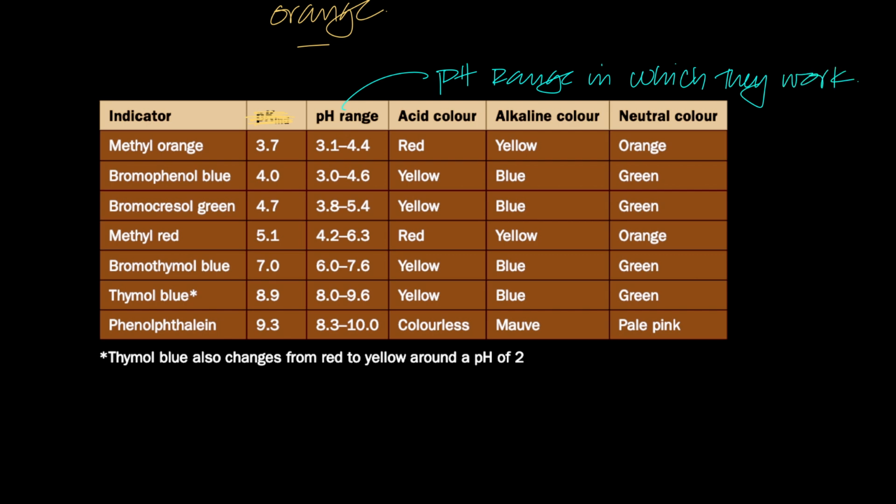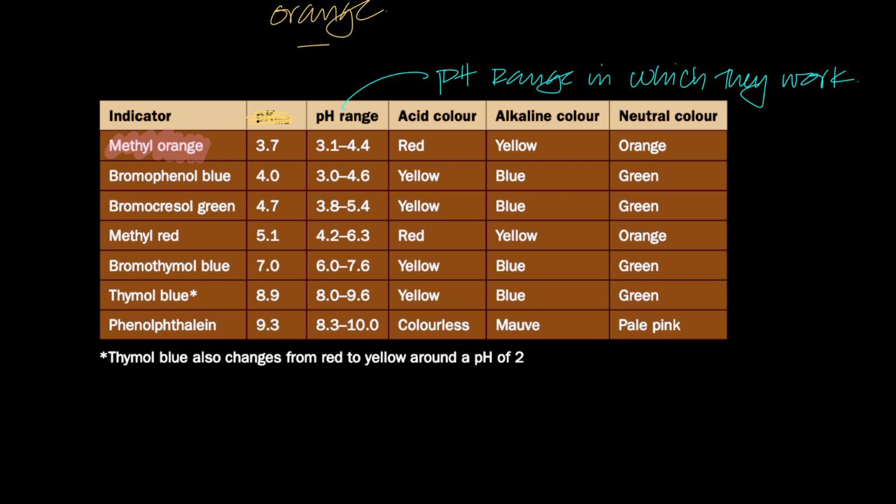For example, you guys in O-levels and IGCSE learned something, an indicator called methyl orange. You learned in O-levels and IGCSE about bromothymol blue. You learned about phenolphthalein. You learned about other indicators like thymolphthalein, right? Remember? Thymolphthalein, phenolphthalein, right? All of that good stuff.